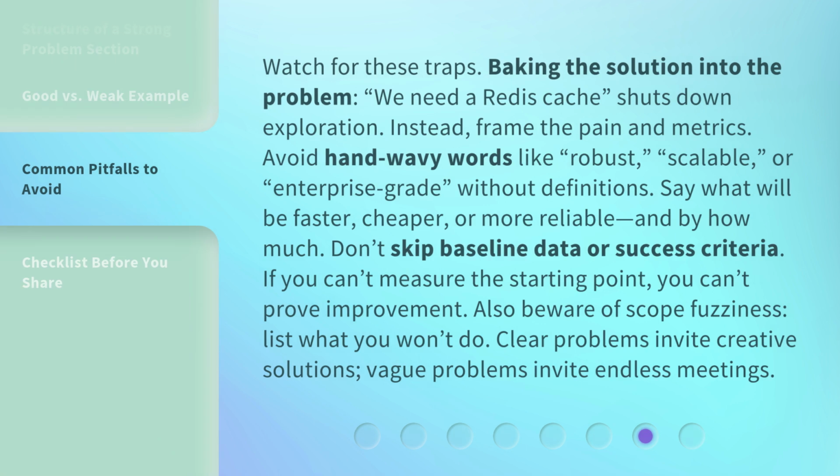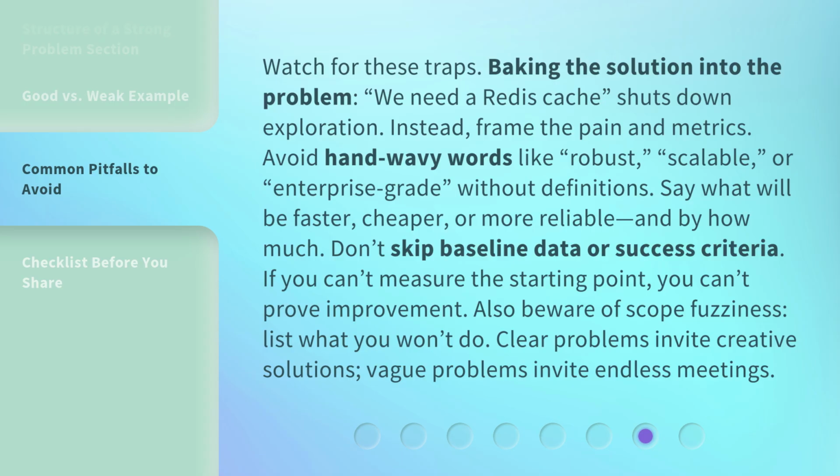Watch for these traps. Baking the solution into the problem, "we need a Redis cache," shuts down exploration. Instead, frame the pain and metrics. Avoid hand-wavy words like robust, scalable, or enterprise grade without definitions. Say what will be faster, cheaper, or more reliable, and by how much.